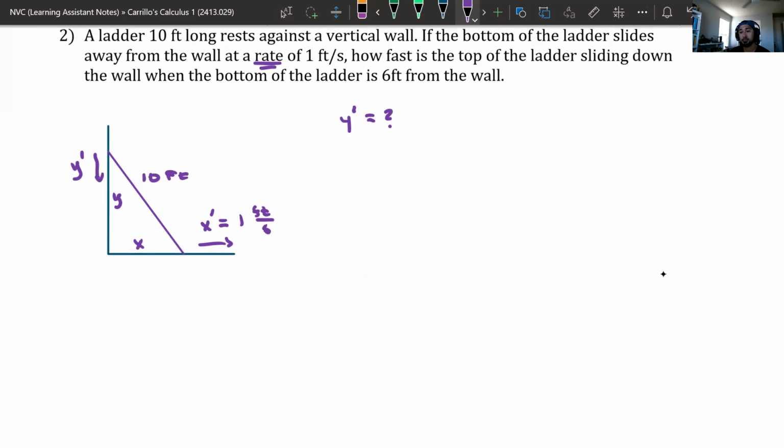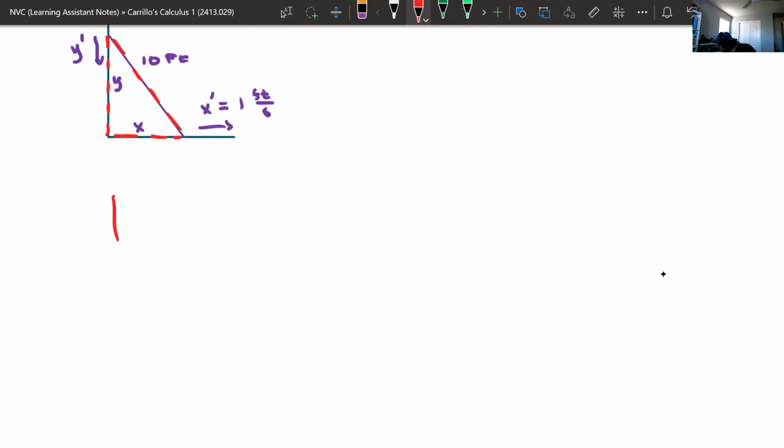Well, let me emphasize the shape that this makes. Looking at the red dashed lines, what shape does the ladder make with the floor and the wall? Triangle. It's a triangle, right? So essentially, we have this, where we have 10 feet is the hypotenuse, x is the base, and y is the height of our triangle.